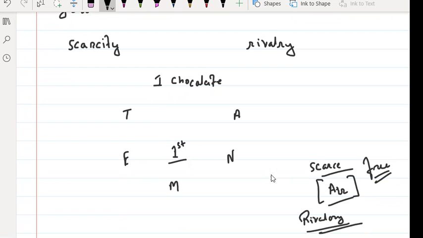Does anyone have any issue till this point? Do you understand the meaning of scarcity and the meaning of rivalry? Are you following the concepts? Now, why do we need to study economics? We need to study economics to study this scarcity, about scarce resources. Got it?